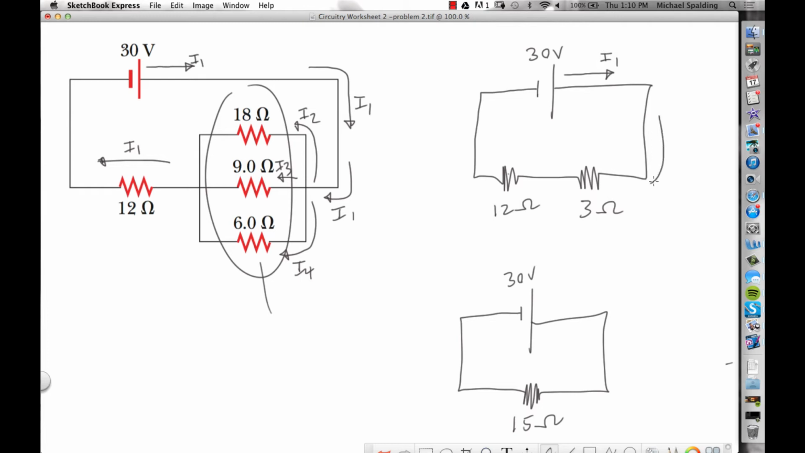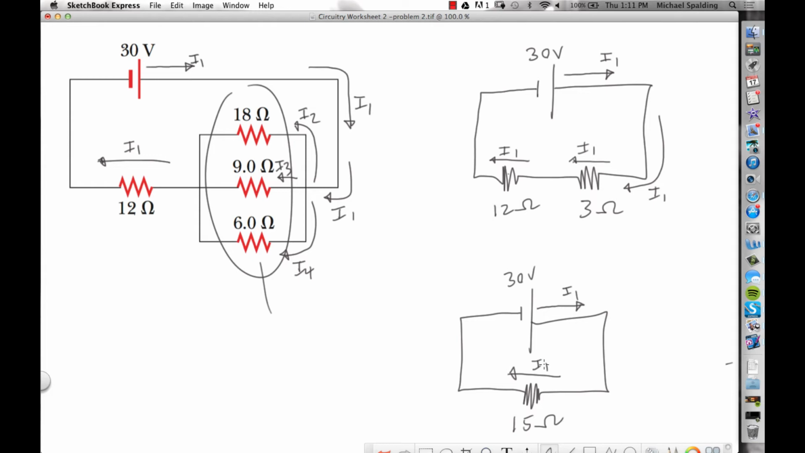Okay, what current is in this picture? I1. It's the current before splitting. Okay, what current is in this picture? I1. Okay, so we've answered the first question. The equivalent resistance of the whole circuit is 15 ohms.